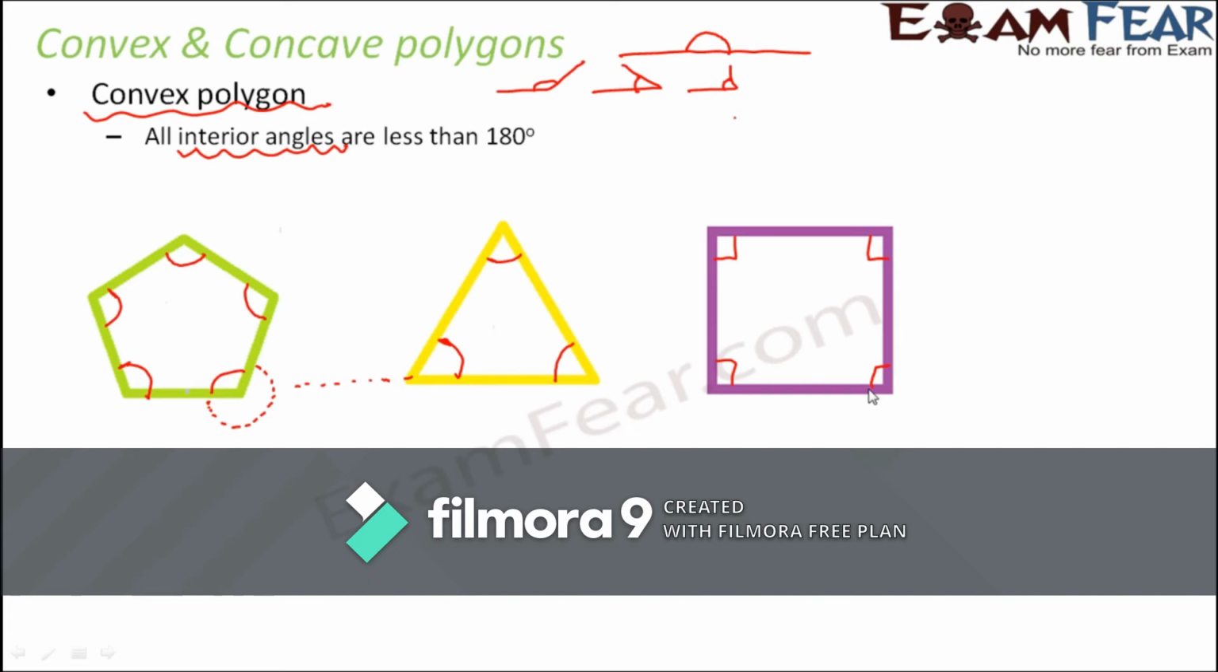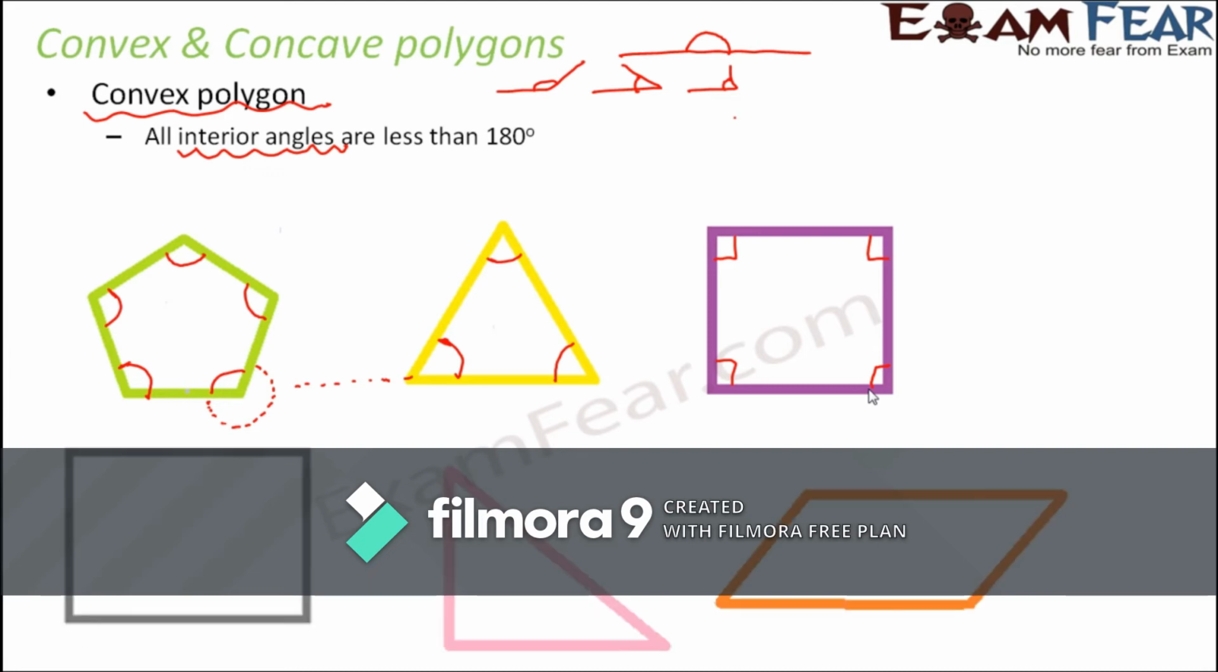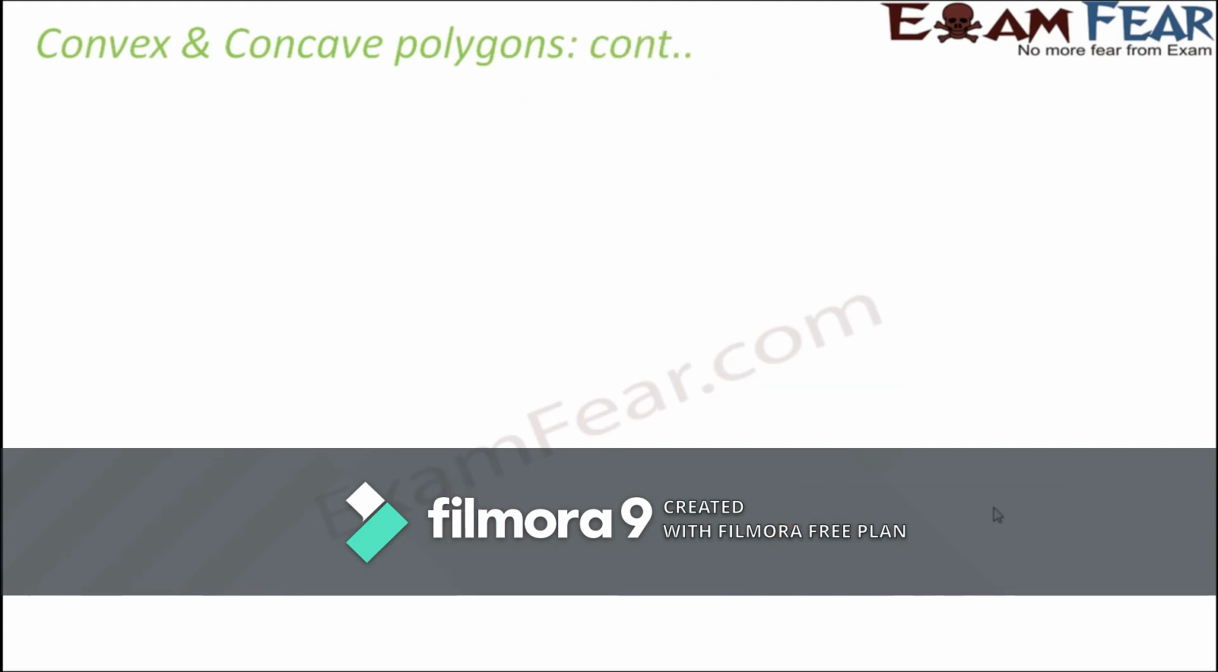So this is what signifies which one is a convex polygon and which one is a concave polygon. Look at all these examples, they are all convex polygons, and I am sure, needless to say, you know why they are convex, because their angles are all less than 180 degrees. So now that we have discussed these examples of convex polygons, let's talk about concave polygons.